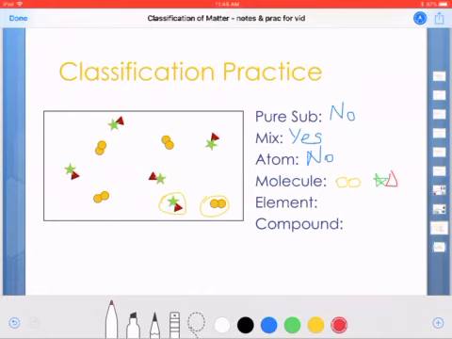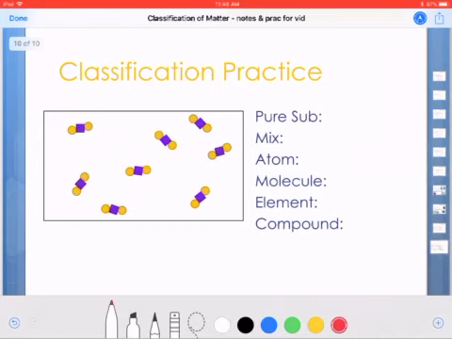An element is the same symbol whether it's connected or not. So if we look at the 2 yellow circles, those are both the same symbol connected, so that would be an example of an element. And a compound has to be different things connected together, so that would be the star and the triangle connection.